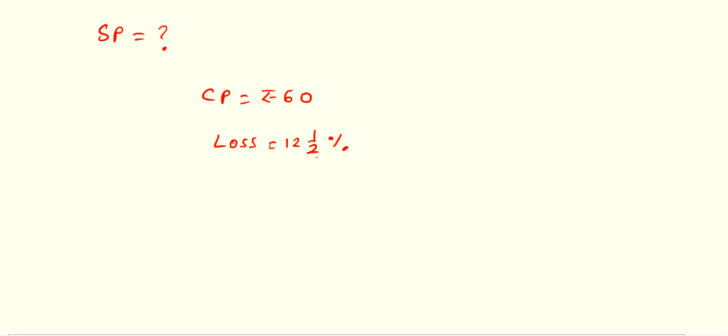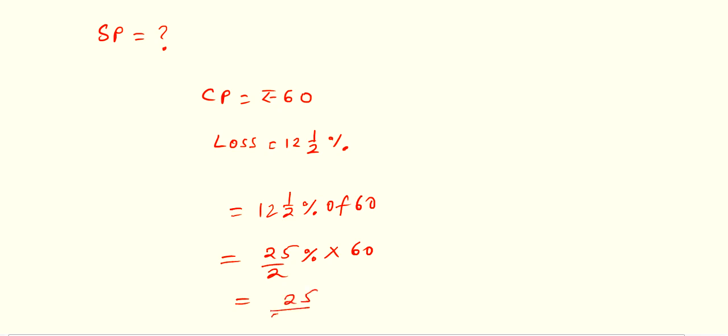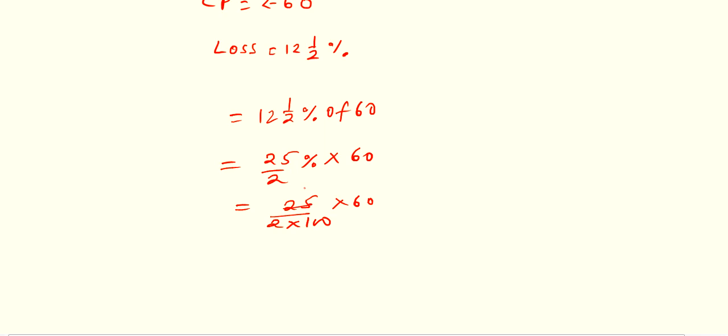As you can see, loss is given to you. Whenever you are having loss, loss percent is calculated on cost price. So for that, 12 1/2% of 60 equals 25/2% into 60. Now 25/2 can be written as 25 upon 2 into 100, 100 for percentage, into 60. Now solve this. 25 1s are 25, 25 4s are 100, 4 15s are 60. Finally 15 by 2. 15 by 2 is 7.50.